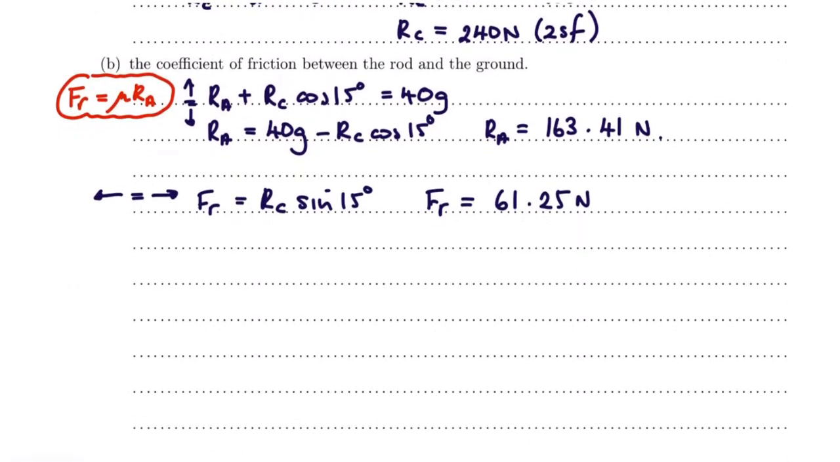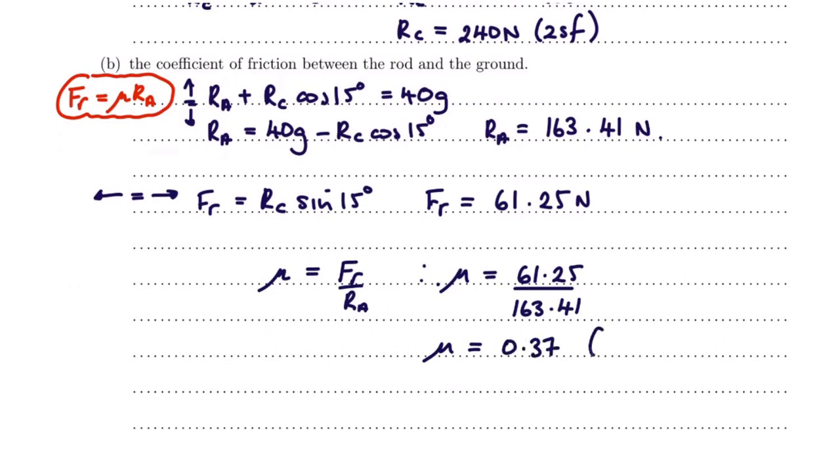And we know we want the value of mu, the coefficient of friction. Mu equals friction divided by RA in this case. So therefore, mu equals 61.25 over 163.41, and our mu value comes out as 0.37 to two significant figures. Now, if I was going to use that in another part of the question, I'd probably write it to a little bit more accuracy, but that's the answer to this one.